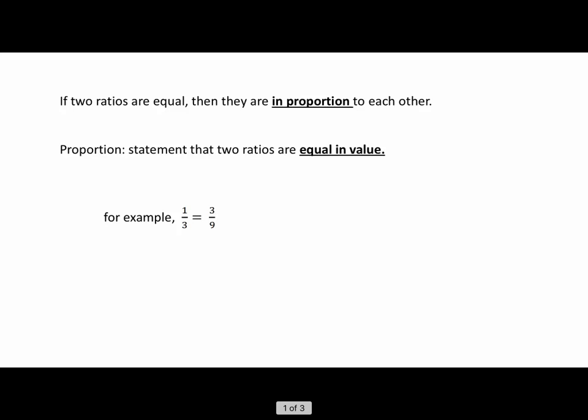If two ratios are equal, then we say that they are in proportion to each other. A proportion is a statement that two ratios are equal in value. For example, 1/3 equals 3/9. Those have the same value, even though they're different ratios.